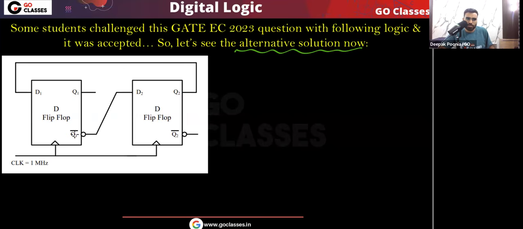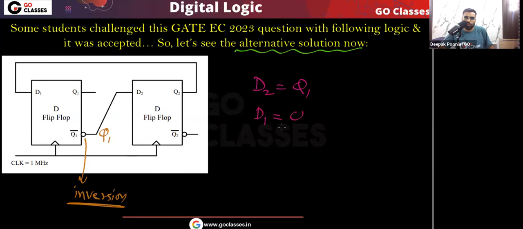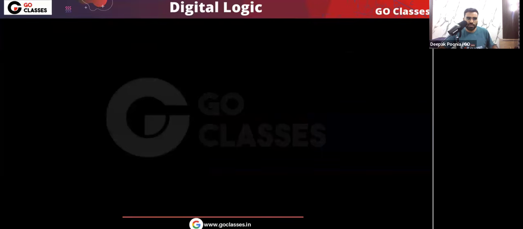Now here, let's assume q1, because there is an inversion. Some students thought that this was an inversion. So if you assume this, then what will happen? This d2 will become q1 and this d1 will become q2. And now in this case, what will be the answer?